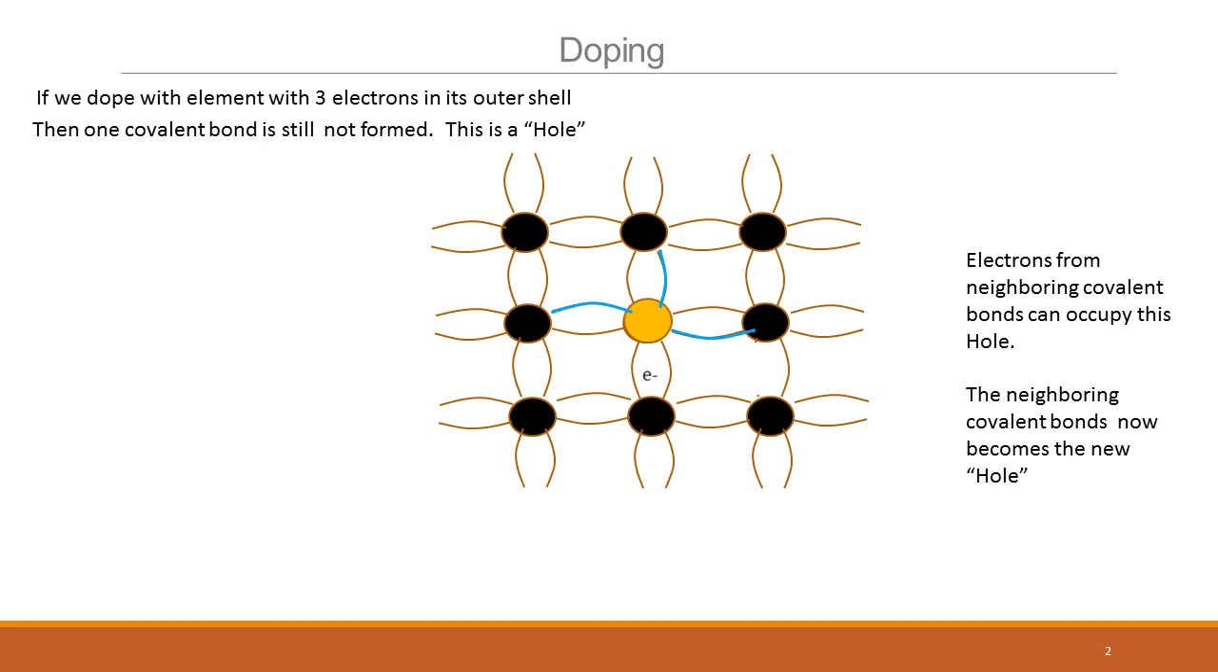The neighboring covalent bond now has become a hole. So the hole has actually traversed from here to here. Thus we can say that the hole is moving.